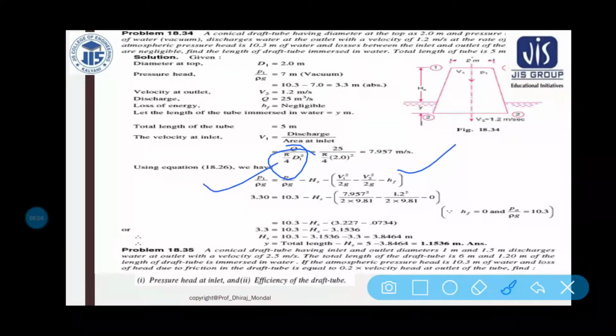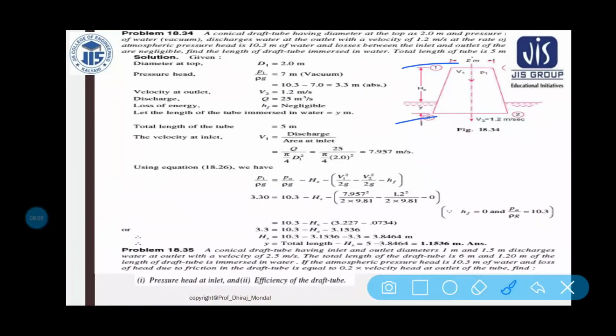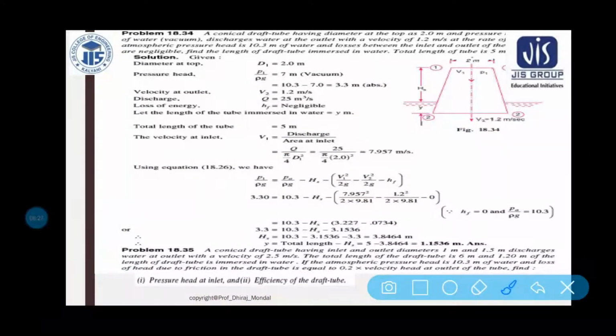Now you know Bernoulli's equation, you can put the Bernoulli's equation in section 1 and section 2, or either use the basic formula: P1 by rho g is equal to PA by rho g minus Hs minus V1 square by 2g minus V2 square by 2g minus Hf. That formula I already discussed last class, in the theory of draft tube. If you don't remember this formula, you can put in the Bernoulli's equation, so that will also be acceptable.